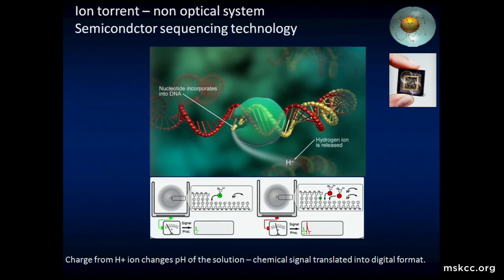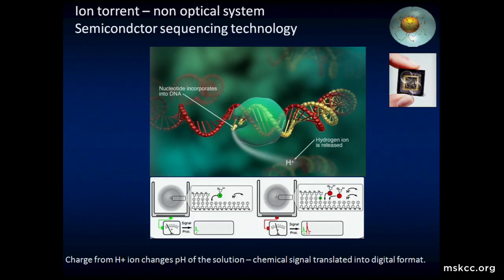The Ion Torrent, on the other hand, is the other platform. This is not an optical system. This is something that uses semiconductor sequencing technology. So what you're taking are the strands of DNA, and you're passing them through a chip where you're measuring the release of hydrogen ions. So you're basing your diagnosis on current and changes in current.